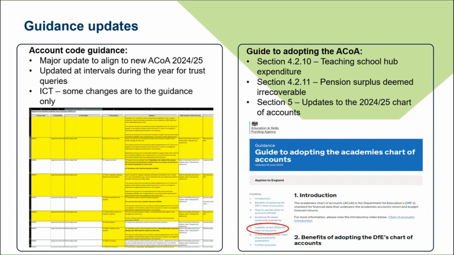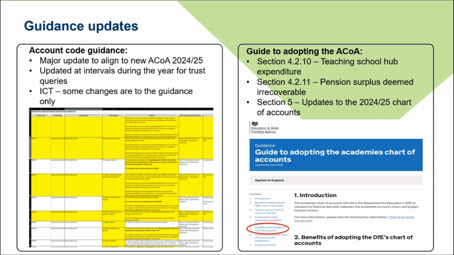And then we've also made some changes to the guide to adopting the Academy Chart of Accounts, which is a little bit more of a general guidance. I appreciate it's a little bit confusing having two separate areas of guidance, but obviously the account code guidance is very specific to each account code, and the guide to adopting the Academy Chart of Accounts, section 4, is more generic guidance if it applies to more than one account code. So for example, recharges are included in that.